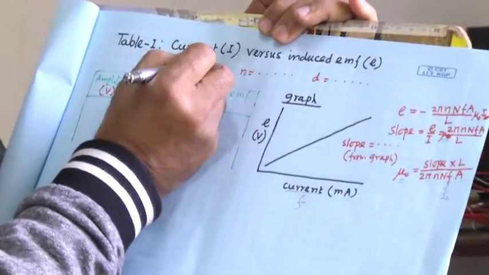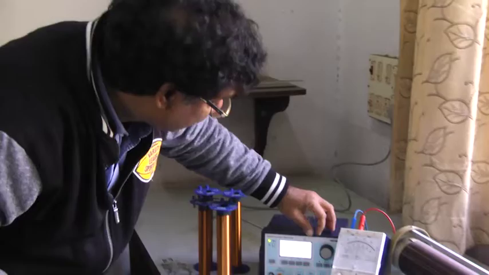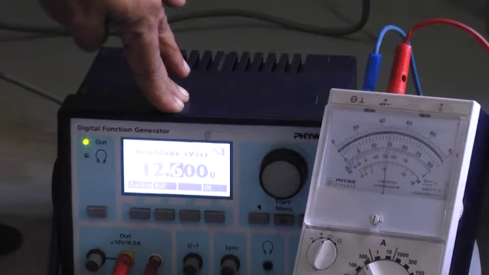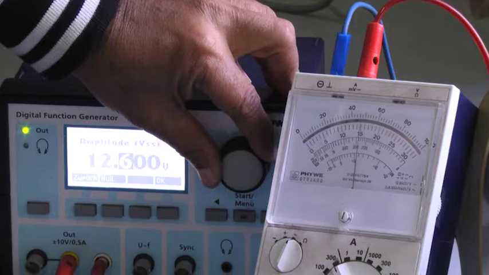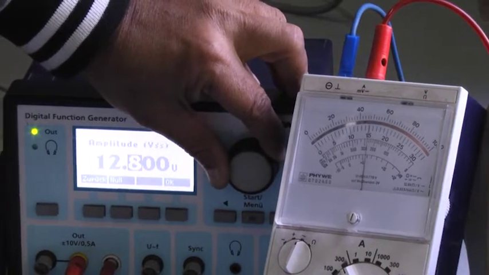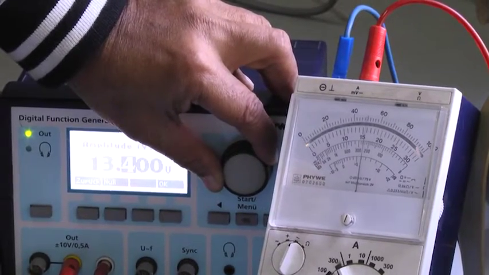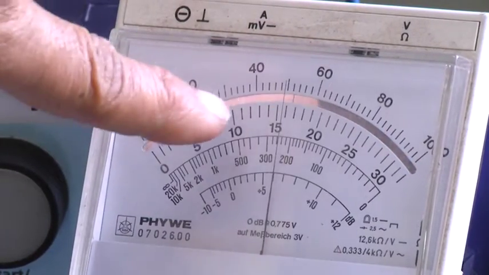Now here the frequency is 5 kilohertz. Now I will change the current. It is now at 150 milliampere. Now I will change the current. So let me go to the amplitude voltage. Now it is 150. Then let me go to 160 milliampere. Yes, because each division is 10.